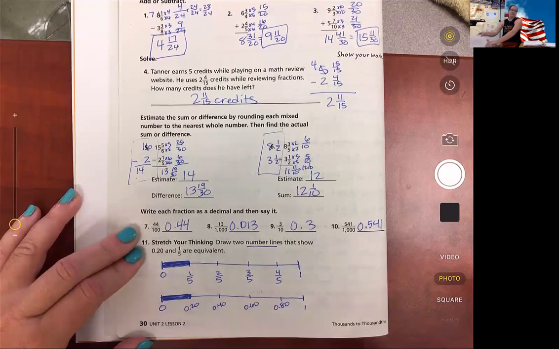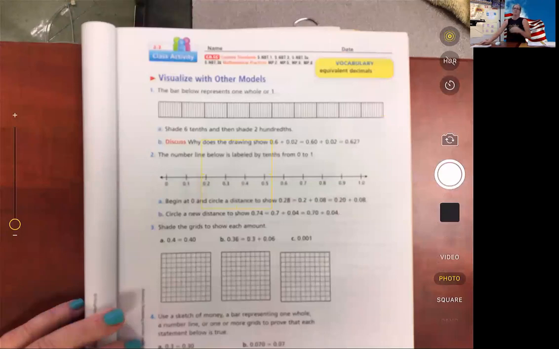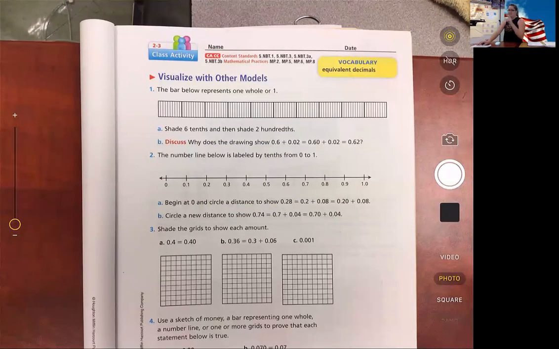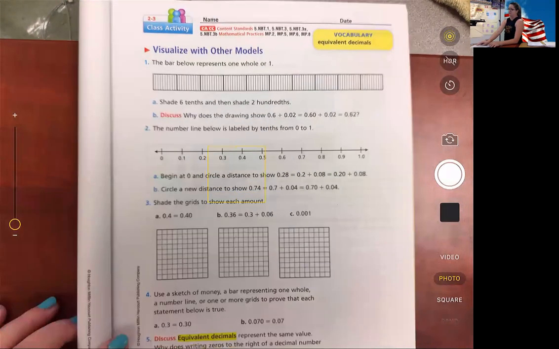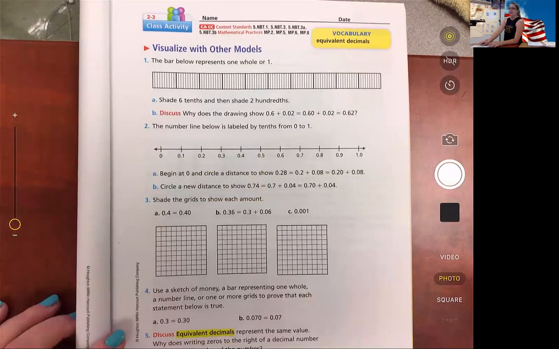All right, let's go ahead and switch over to lesson 2-3. 2-3, we are, and this is on page 43. We skipped a bunch of pages with those secret code cards or whatever they're called. And we're gonna hop over to this, visualizing with other models, page 43.